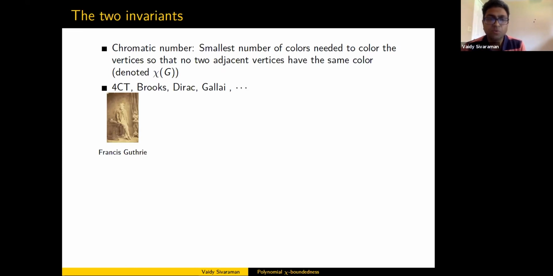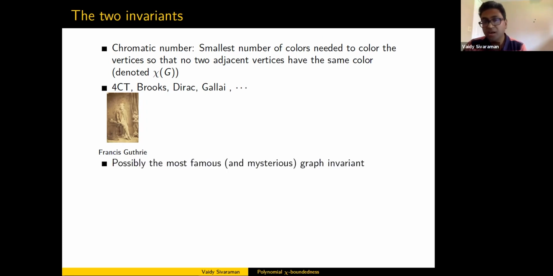The four-color problem lay around for quite a bit, and we already saw this today. Tate had reformulated it and a lot of people thought about it. But Brooks gave a theorem about the chromatic number of an abstract graph in terms of its highest vertex degree. Then it was taken up by Dirac, Gallai, and from then on, the chromatic number has been the subject of a lot of research. One can argue that it is probably one of the most famous graph invariants.